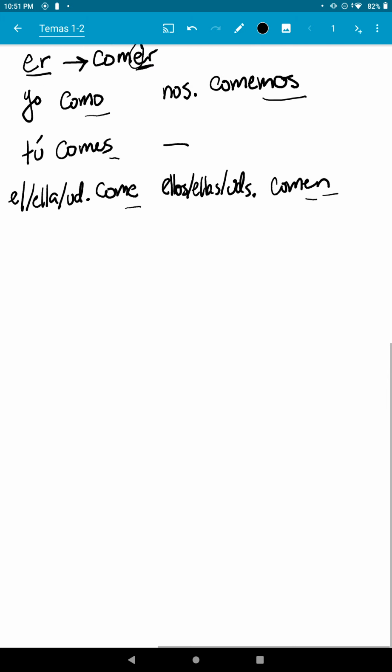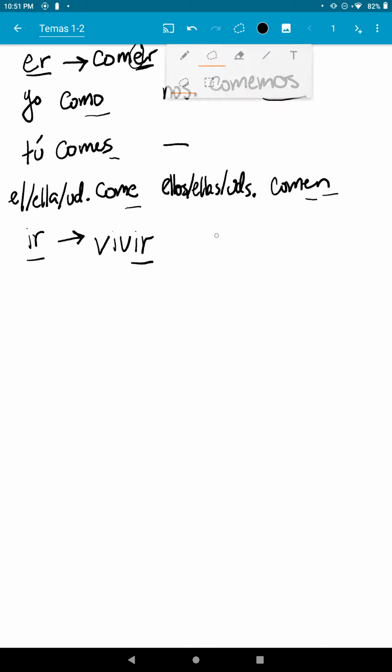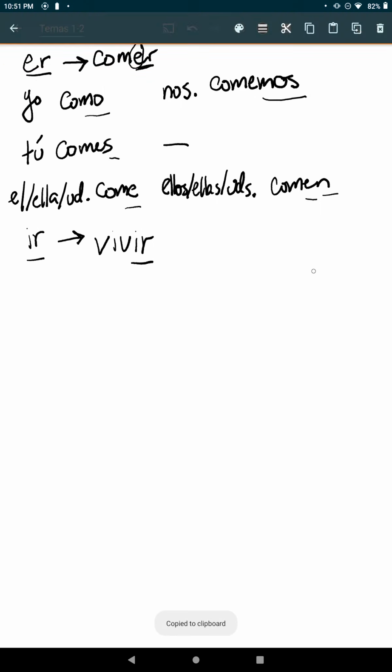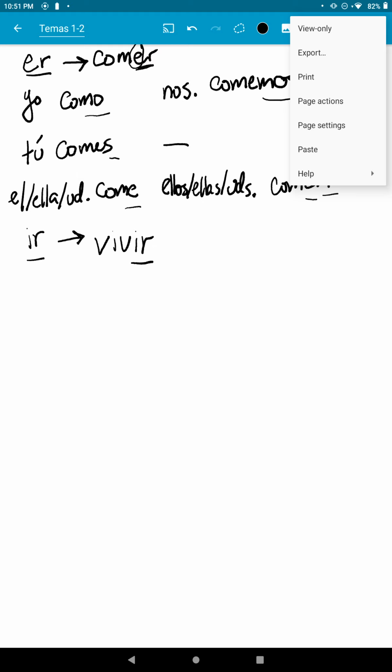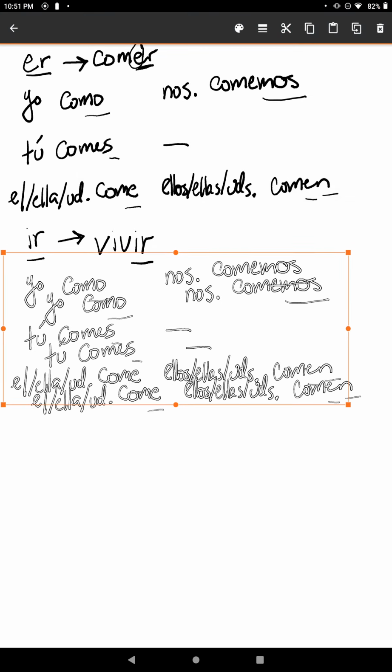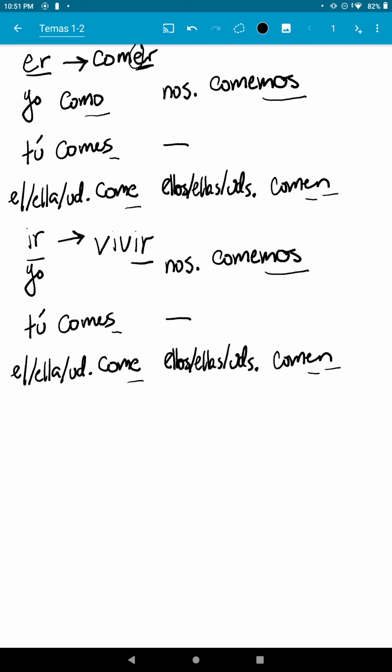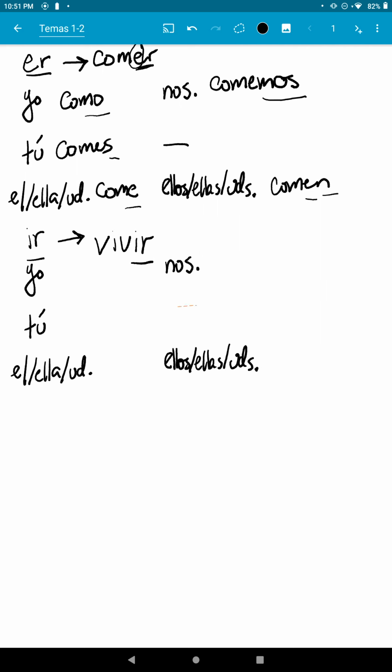There is one other group which is a lot smaller, which is the IR verbs. And this would be our dummy example, vivir, right? Go ahead and copy these again. Now, a lot of the time, you won't see the IR verbs because they're just less common. There are a couple that float around and exist, and those are important, but certainly it's less common than the other two.